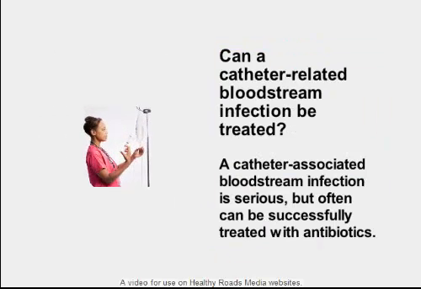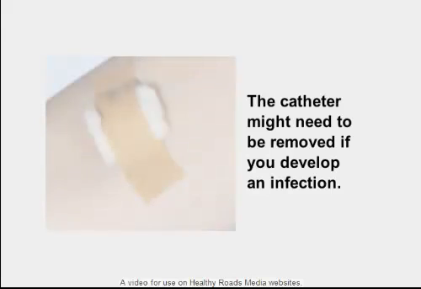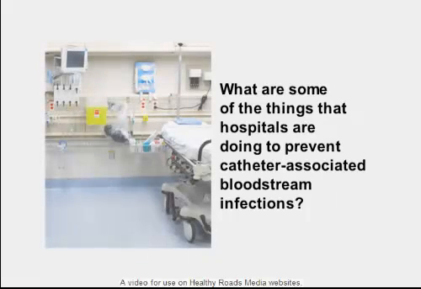Can a catheter-related bloodstream infection be treated? A catheter-associated bloodstream infection is serious, but often can be successfully treated with antibiotics. The catheter might need to be removed if you develop an infection. What are some of the things that hospitals are doing to prevent catheter-associated bloodstream infections?